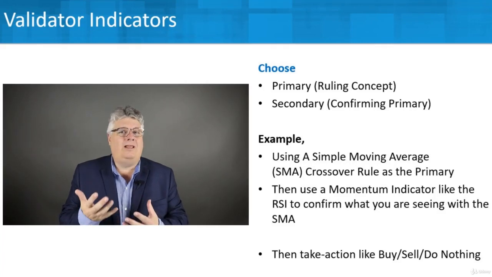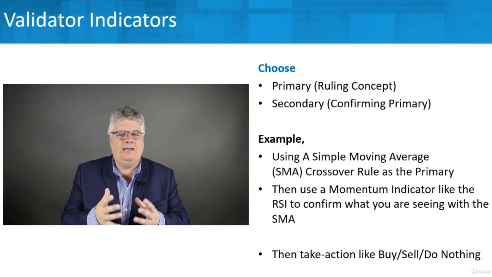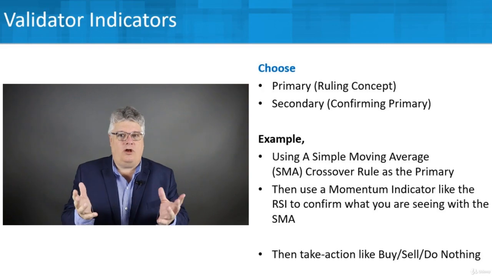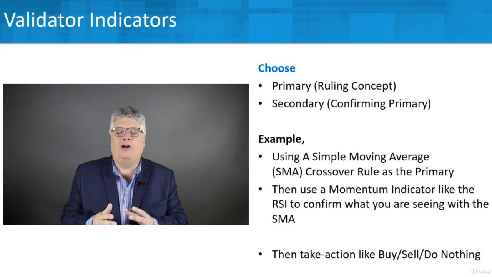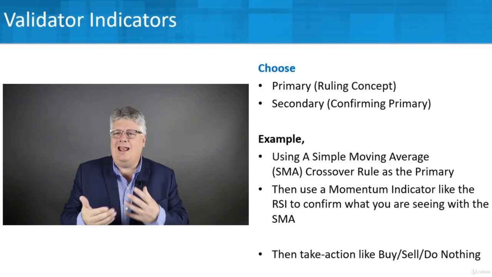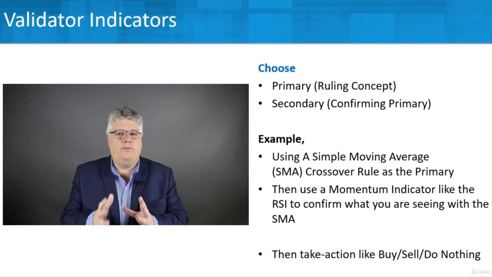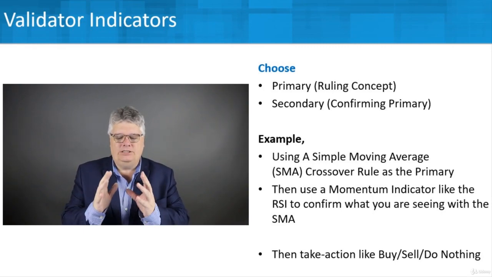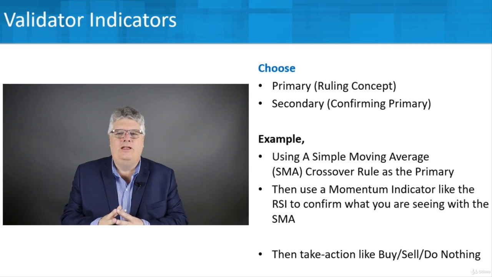So how can we apply this concept of combining different types of indicators? That's where we use the term validator indicators. You're validating something. So how it works is you choose a primary. This is your ruling concept, the thing you're really searching for when you're out there evaluating securities. And so you have this primary indicator that you use all the time.